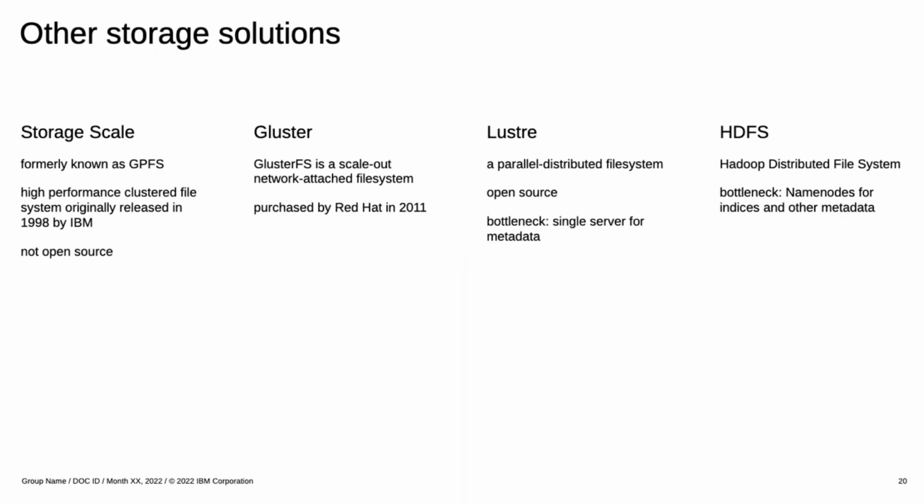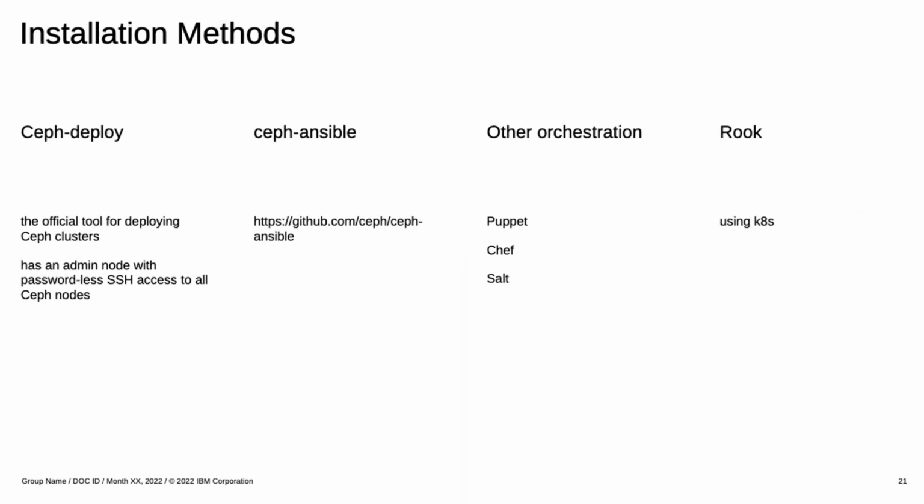Lustre is also owned by Red Hat, and Lustre is open source as well. But they both fall into that kind of bottleneck when it comes to looking up where data is across all their disks. And Hadoop provides another bottleneck that Ceph avoids.